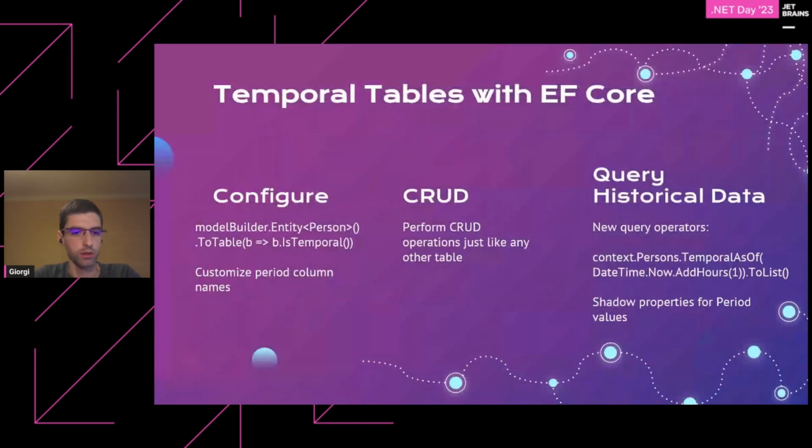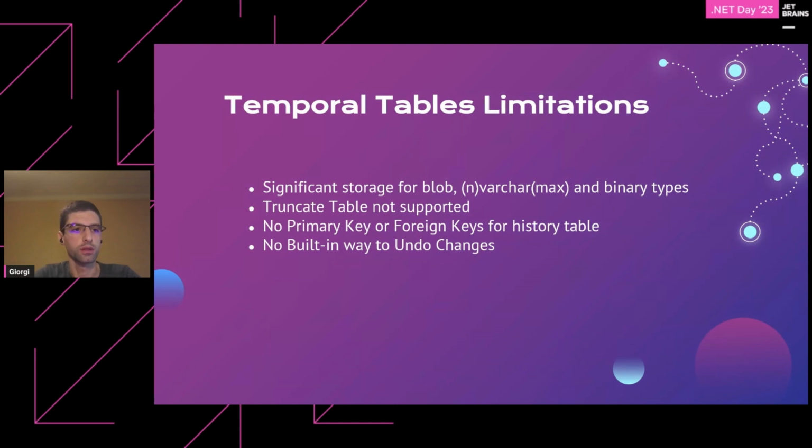That was the demo of temporal tables. A few words about the limitations of temporal tables. If you are storing large amounts of data in your table, like blobs or images or so on, then the size of the history table will also become huge. Truncate operations on the tables are not supported by temporal tables.